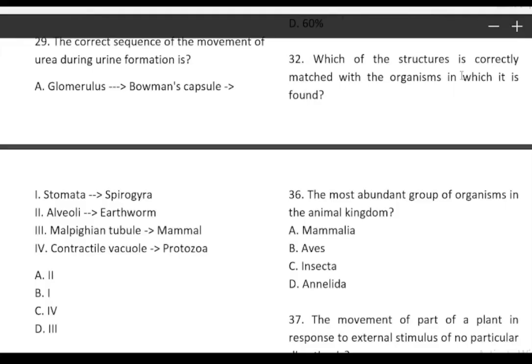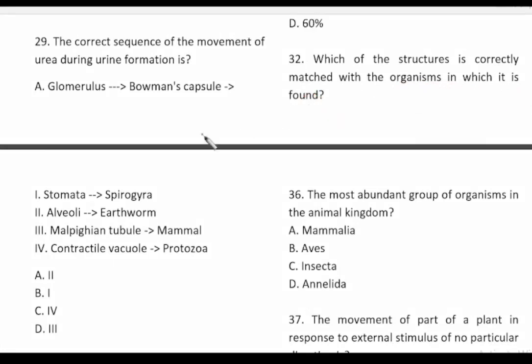So question 32. Which of the structures is correctly matched with the organisms in which it is found? Stomata, spirogyra; alveoli, earthworm; malpighian tubule, mammal; contractile vacuole, protozoan. Stomata is seen in plants. It helps to carry out the exchange of carbon dioxide. It allows plants to take carbon dioxide in, and it is needed for photosynthesis to take place. Also, the stomata is used for water loss. So that is the function of the stomata. So it is not found in spirogyra, it is found in the plants.